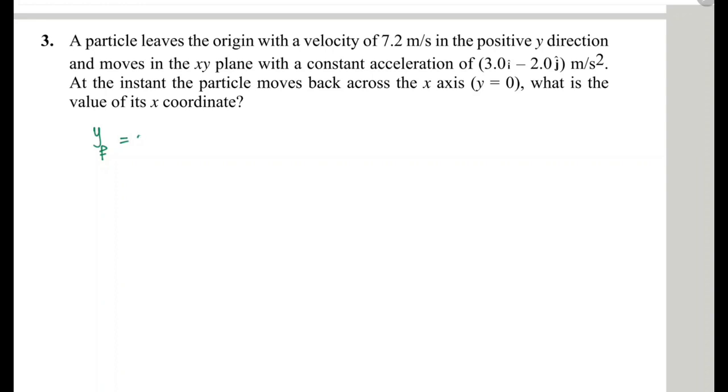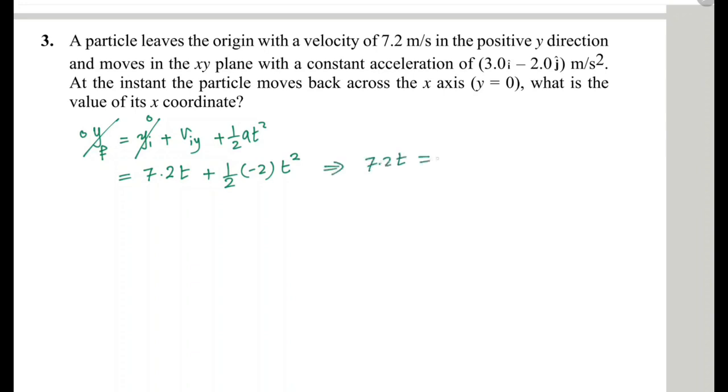Y final equals y initial plus the initial vy t plus half a t squared. Since it starts from the origin, this one here, and back to y equals 0, this one is equal to 0 as well. So it's equal to 7.2 t plus half times minus 2 t squared. In other words, 7.2 t equals t squared, or t in this case equals 7.2 seconds.